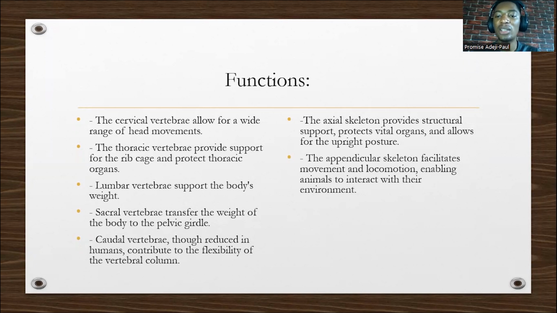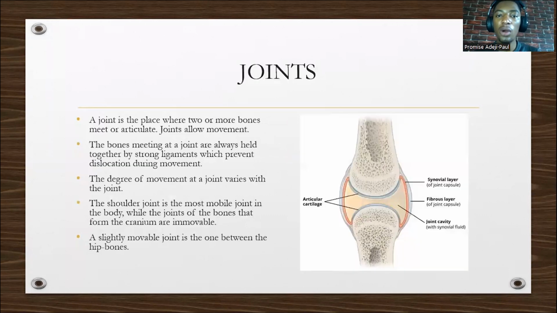So the axial skeleton provides what? Structural support. We talked about them. It protects vital organs, and it allows for upright posture, the reason why you can stand upright. The appendicular skeleton facilitates movement, motion. The reason why I can walk, the reason why I can move my hands around is due to my appendicular skeleton. So that's it for skeleton.